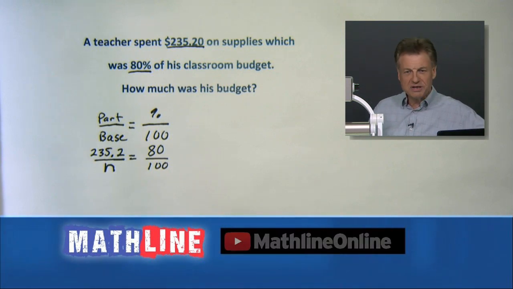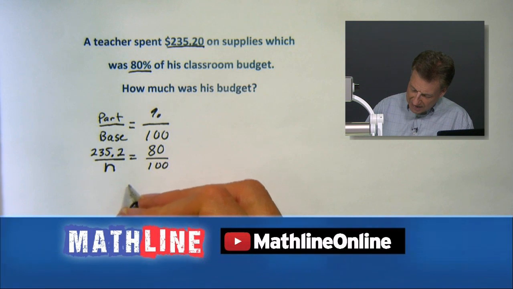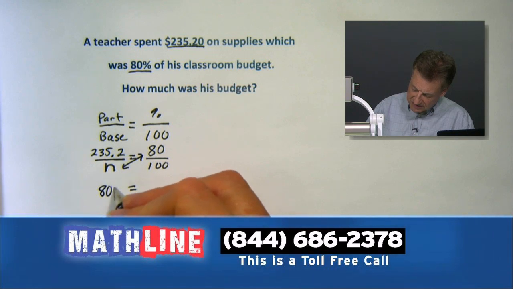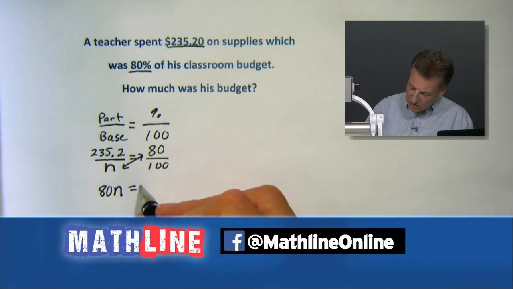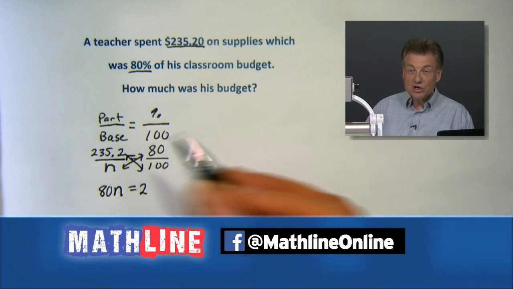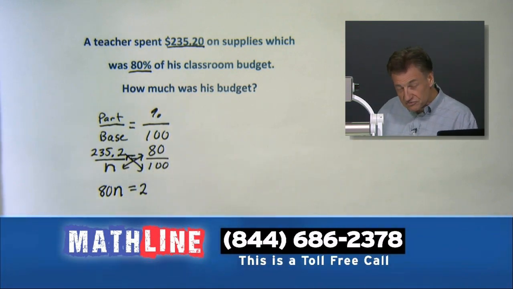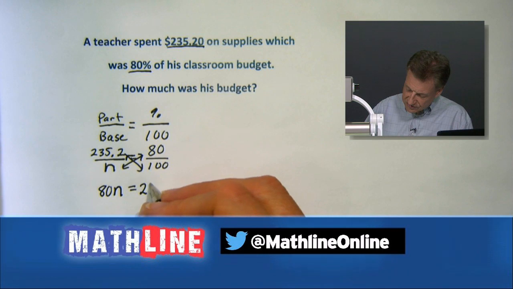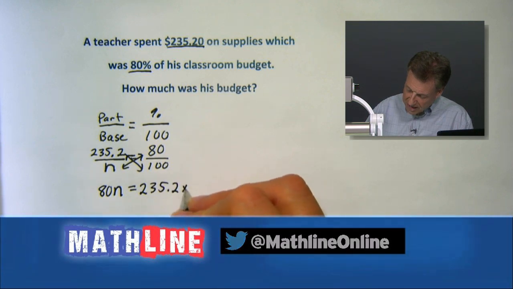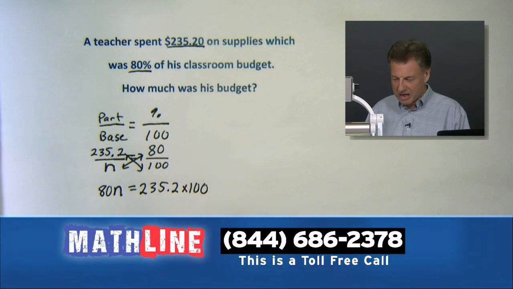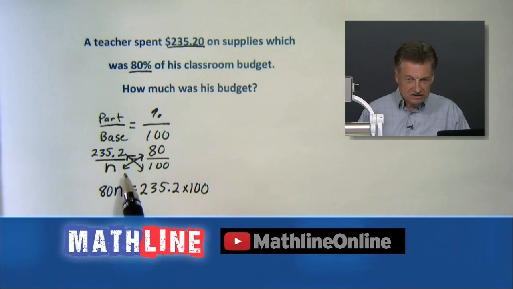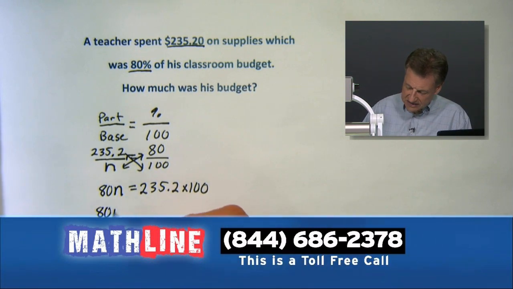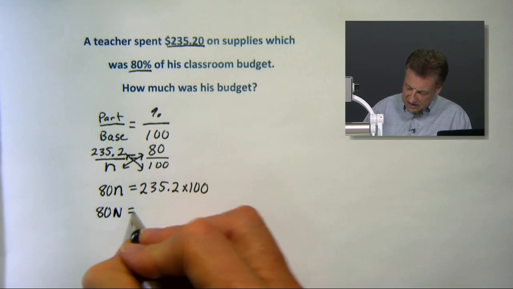This looks like a lot to do, but it's really not that bad. Notice what's going to happen. We're going to multiply 80 times N, which is relatively easy. On the other side, we are going to take that $235.20 and multiply it by 100. In other words, when we cross multiply, we go on the diagonal, we don't go across. And then we have a nice little equation here. We got 80N, which means 80 times something. I'll put an N there.